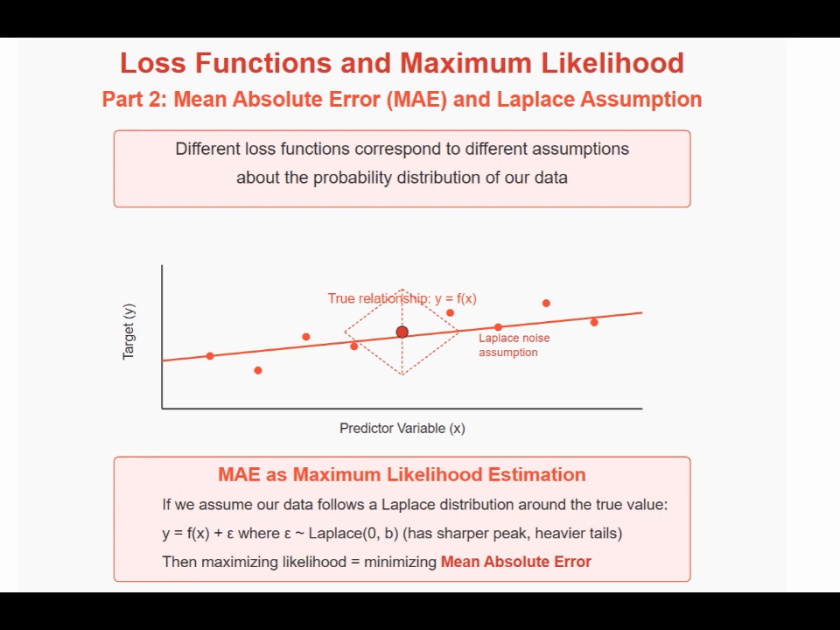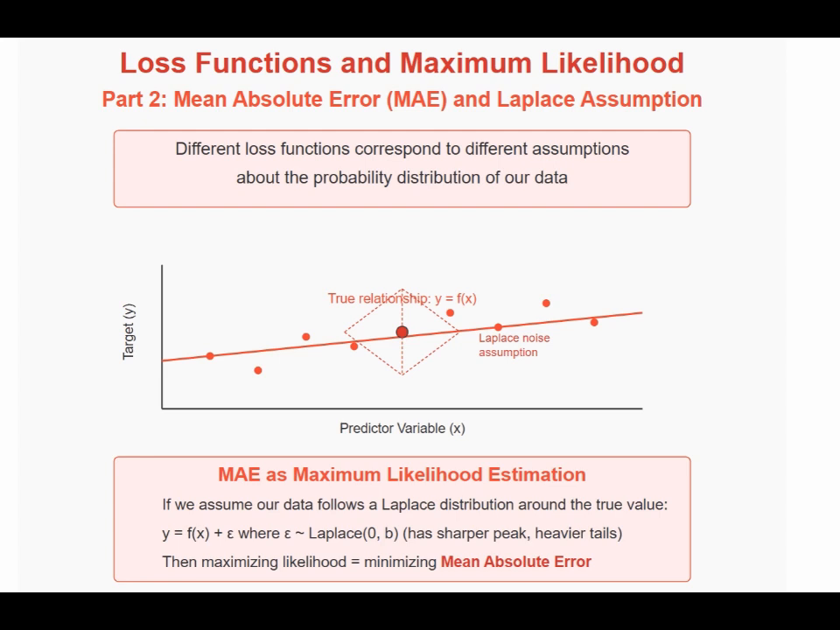The Laplace distribution visualized in our diagram has a sharper peak and heavier tails than the Gaussian distribution. This means it expects most errors to be very close to zero, the sharp peak, but it also considers occasional large errors more likely than a Gaussian would, the heavy tails. Our visualization shows how the Laplace distribution differs from the Gaussian. Instead of a smooth bell curve, it has a pointed peak and edges that taper more gradually.